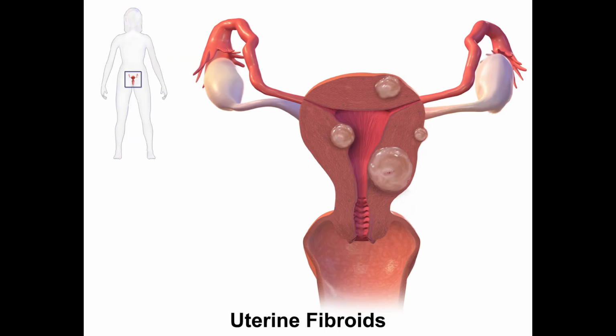Leiomyomas, more commonly known as fibroids, are non-cancerous tumors of the uterine muscle. Fibroids are incredibly common and can cause heavy menstrual bleeding, pelvic pain, and pressure symptoms like frequent urination. Depending on their size and location, fibroids may be managed with medications, minimally invasive procedures like uterine artery embolization, or surgical options such as myomectomy. The M in PALM stands for malignancy and hyperplasia. Any postmenopausal bleeding should be investigated promptly to rule out endometrial cancer, or a precancerous condition called endometrial hyperplasia. Early diagnosis here is key to successful treatment.